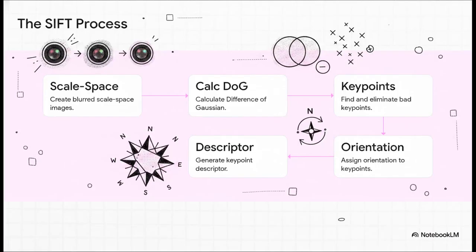SIFT is just a brilliant piece of engineering, and it relies on a sequence of very critical steps. It starts by systematically blurring the image to create a scale space, calculates the difference of Gaussian, eliminates the bad key points, assigns orientation to handle rotation, and finally, generates a highly distinctive key point descriptor. Let's break down how it pulls that off.